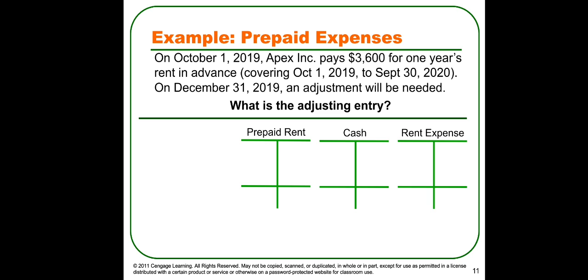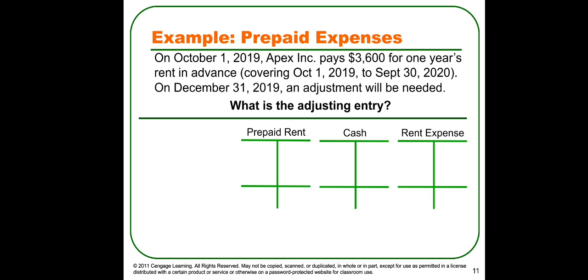On December 31st, 2019, the business closed its accounts, and an adjusting entry has to be made. Okay, so how to do that? How to do the adjusting entry for this kind of situation? So see the transaction again.